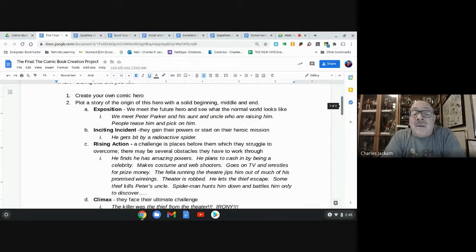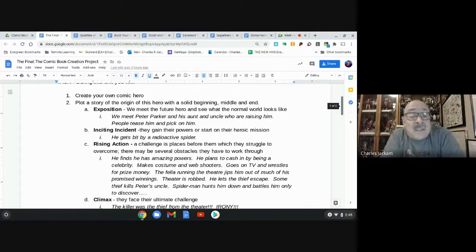Exposition. We meet Peter Parker, his aunt and uncle who are raising him. We find out he's a smart kid, but people tease him at school and they're mean to him. That's his life. And his life will continue that way until the inciting incident. This is the point in the story where the hero gains their power or starts down the road. Something causes them to go down the road on their heroic mission. So in Peter's case, he got bit by a radioactive spider. That's it. From there on, his story is radically different than the life it would have been.